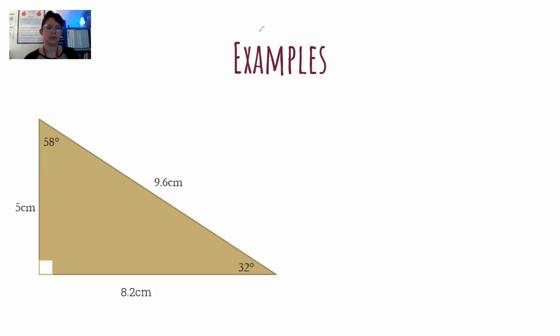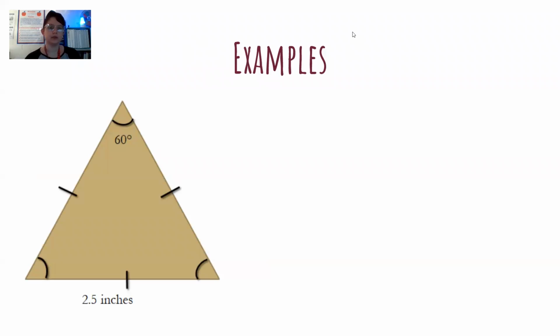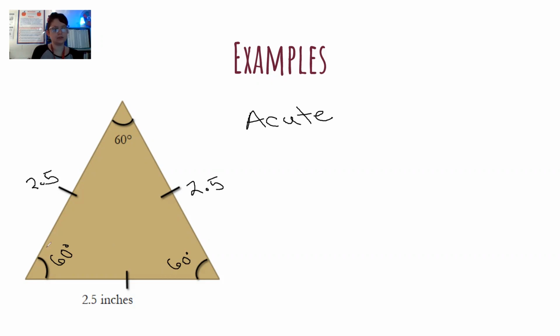Okay, next example. So with this example, I can see congruency markers in my corners, letting me know that every corner or every angle of my triangle measures 60 degrees. These are all less than 90, so they're all acute. And then I see congruency markers on every side, letting me know that each side measures 2.5 inches. So this is what we call equilateral. So this is an acute equilateral triangle.